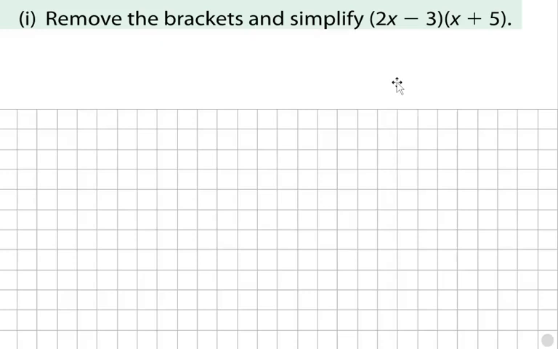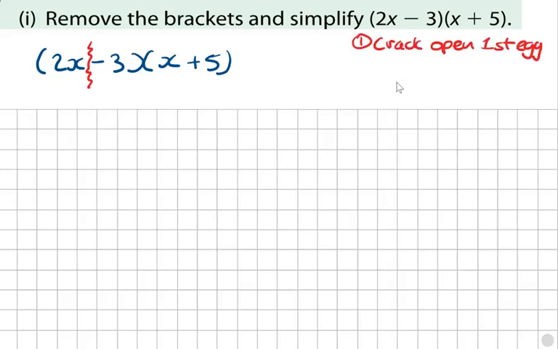So remove the brackets. Another way to say this is expand the brackets. Remove the brackets and simplify. So we write out our two sets of brackets. I like to call these two eggs. We're going to put a crack inside the first egg. So we crack open the first egg. That's our first step. We do not crack open the second egg.